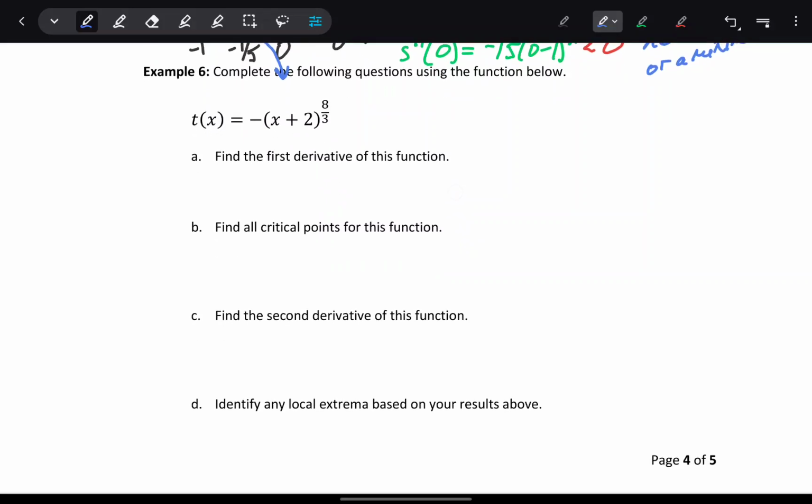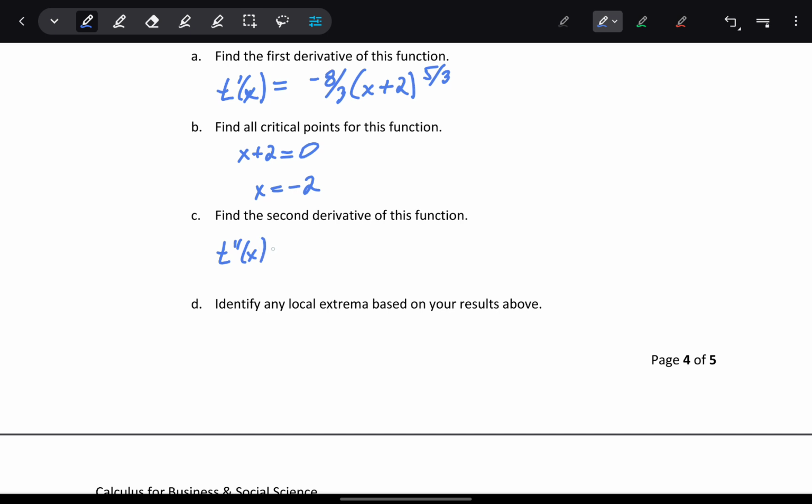We'll look at one more example where the second derivative test fails, but we'll move through it a little bit faster. We would need to apply the chain rule again, but we would find the first derivative of this function to be negative 8/3 times x plus 2 to the 5/3. Setting that equal to 0 means we would need to solve x plus 2 is equal to 0, so we get x is equal to negative 2.